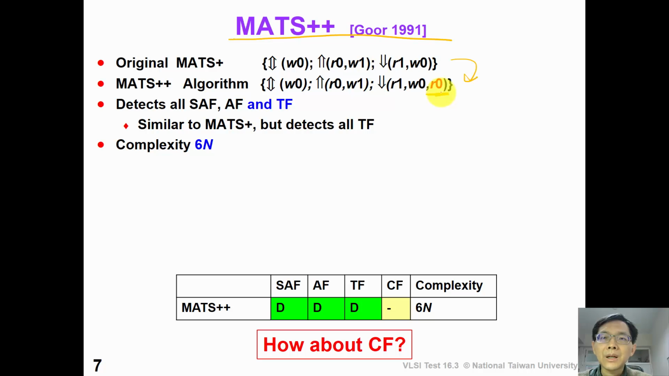This MATS++ algorithm also detects both transition delay faults. This is because we have a 0 to 1 transition and also we have a 1 to 0 transition, and we read a 0, so that we can detect the transition fault. The complexity is now increased a little bit to 6n, but we can detect all 3 fault models. This is a very smart idea. And how about coupling fault?